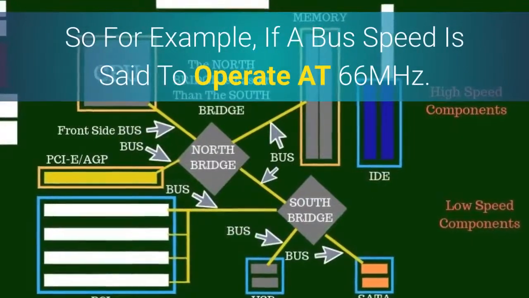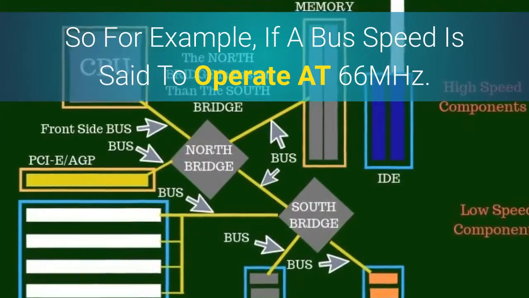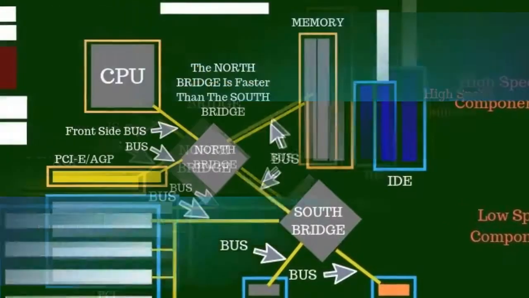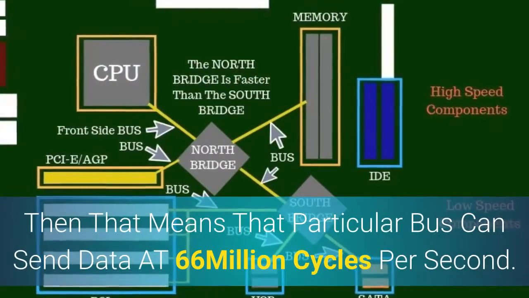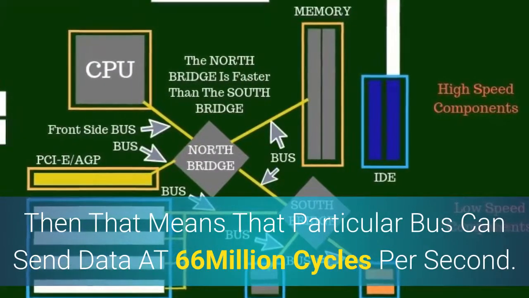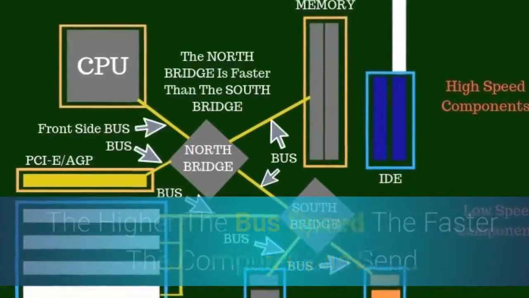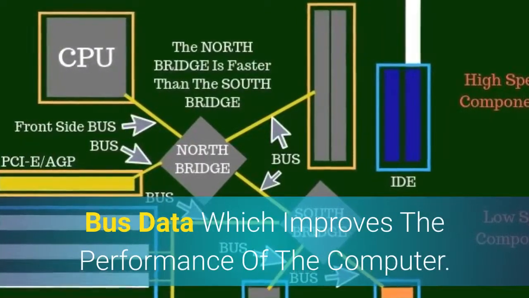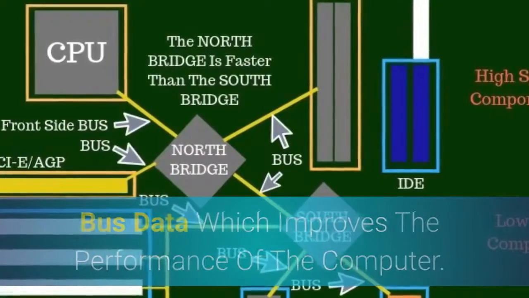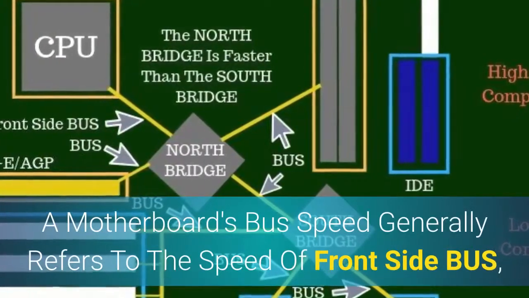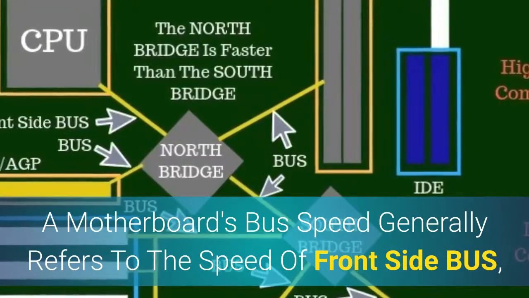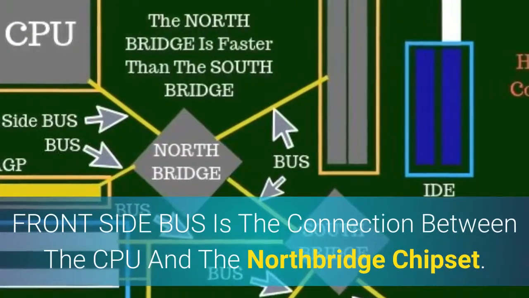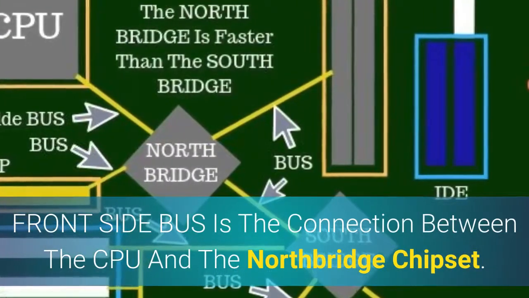So for example, if a bus is said to operate at 66 MHz, that means that particular bus can send data at 66 million cycles per second. The higher the bus speed, the faster the computer can send bus data, which improves the performance of the computer. A motherboard's bus speed generally refers to the speed of the front-side bus. The front-side bus is the connection between the CPU and the North bridge chipset.